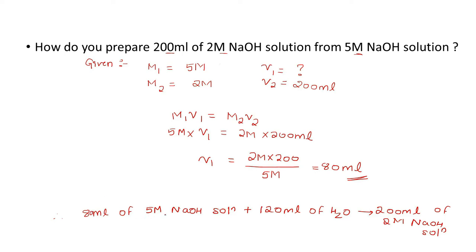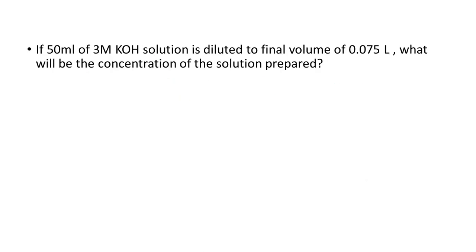Okay, 80 ml of 5 molar NaOH solution plus 120 ml of water. Okay, so the next one. Let's try to understand this question and try to write what is given. If 50 ml of 3 molar KOH solution is diluted to a final volume of 0.075 liter, what will be the concentration of the solution prepared?